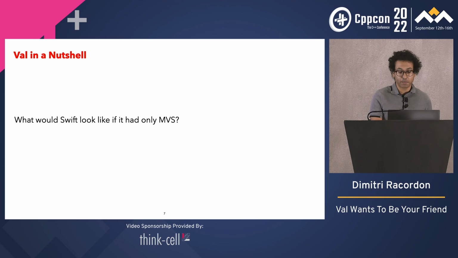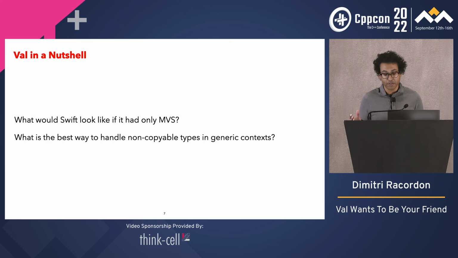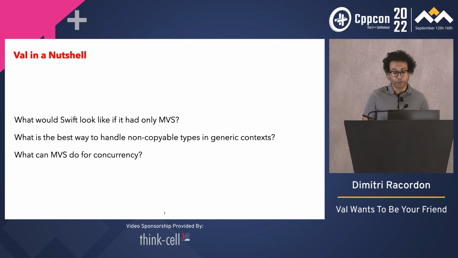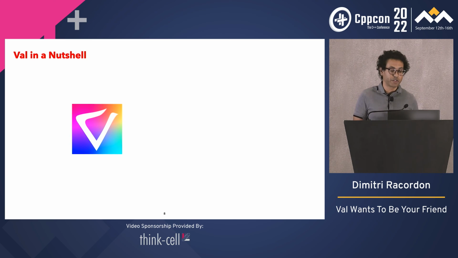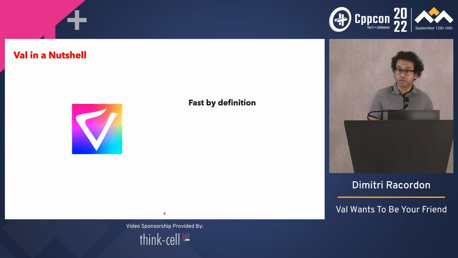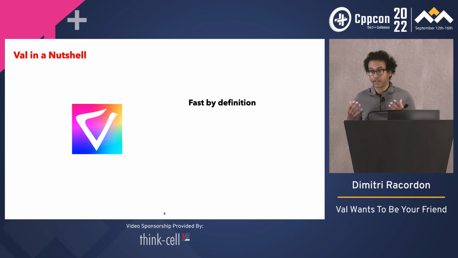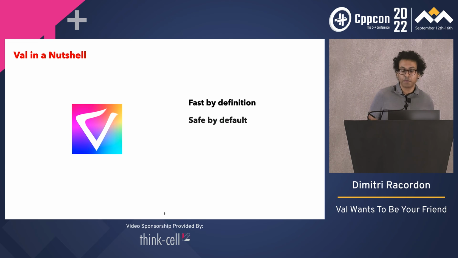And we also wanted to explore support for non-copyable types, because Swift started with the idea that all types are copyable. And we wanted to look at what MVS can do for concurrency, because Swift adopted an actor model based on reference semantics. So eventually, the journey has brought us to a language that aims to address these challenges. First, Val should have a transparent model that users can rely on to get guaranteed optimizations and predict memory allocation costs. Second, users should be able to assume type safety, memory safety, and data race freedom by default.